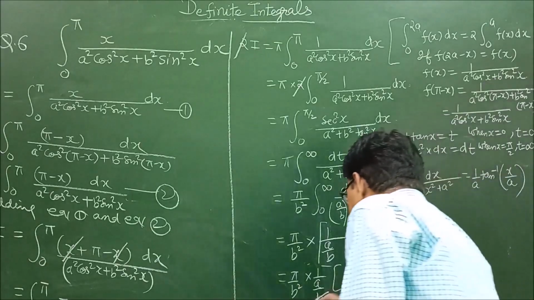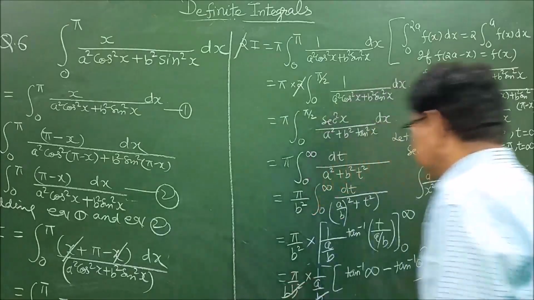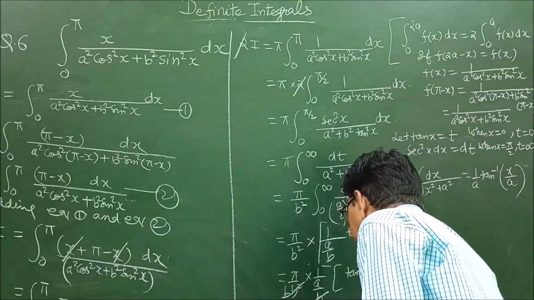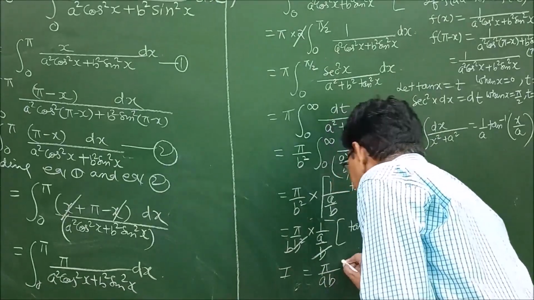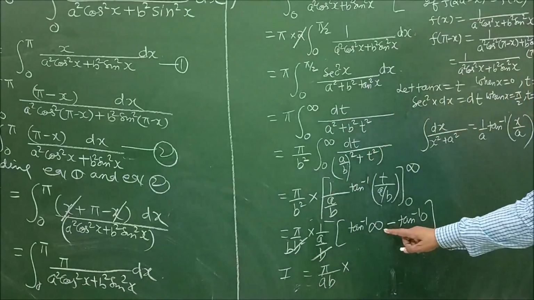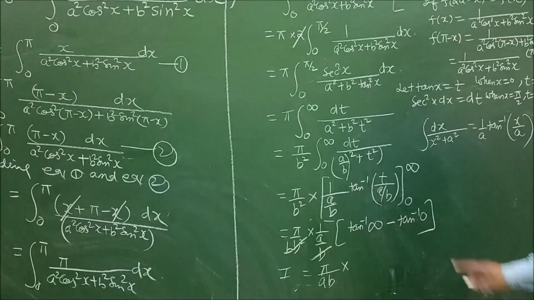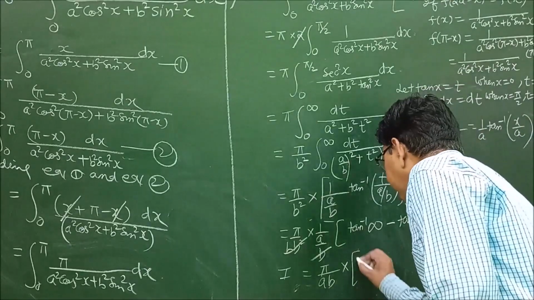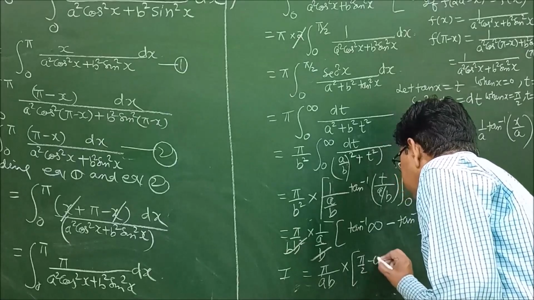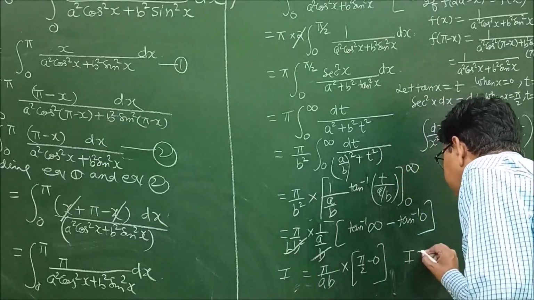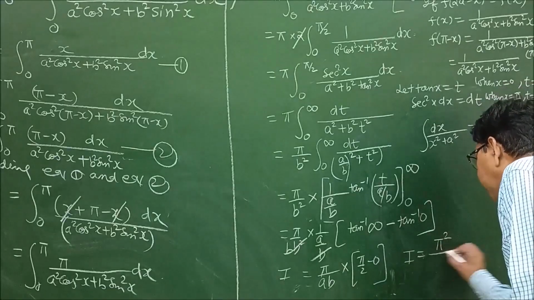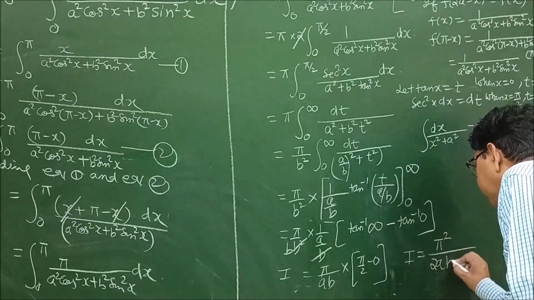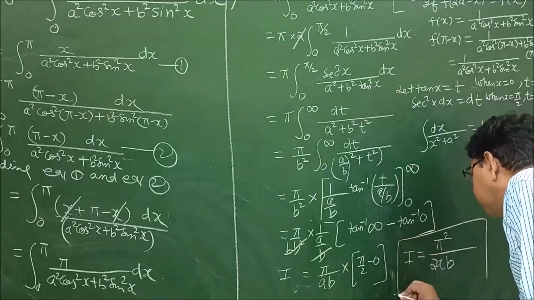This b cancels, so I is equal to pi upon ab, and the value of tan inverse infinity is pi by 2, minus 0. So the final answer is that this definite integral has the value pi square upon 2ab. So this is the final answer of the question.